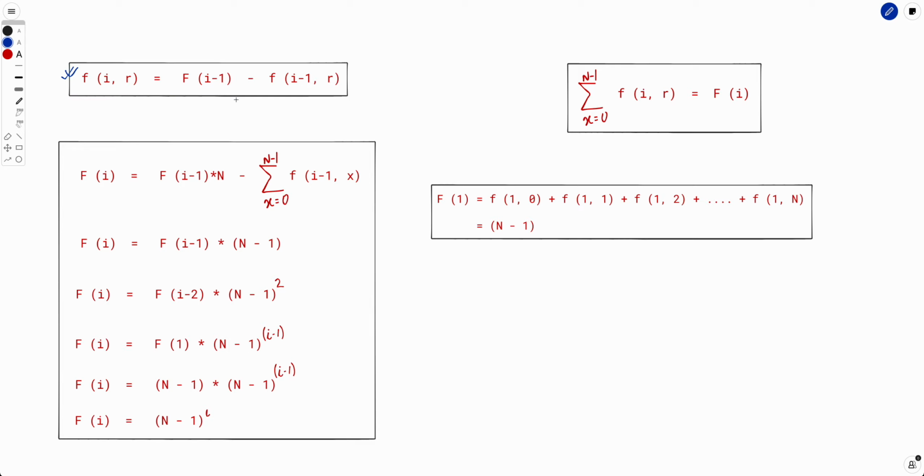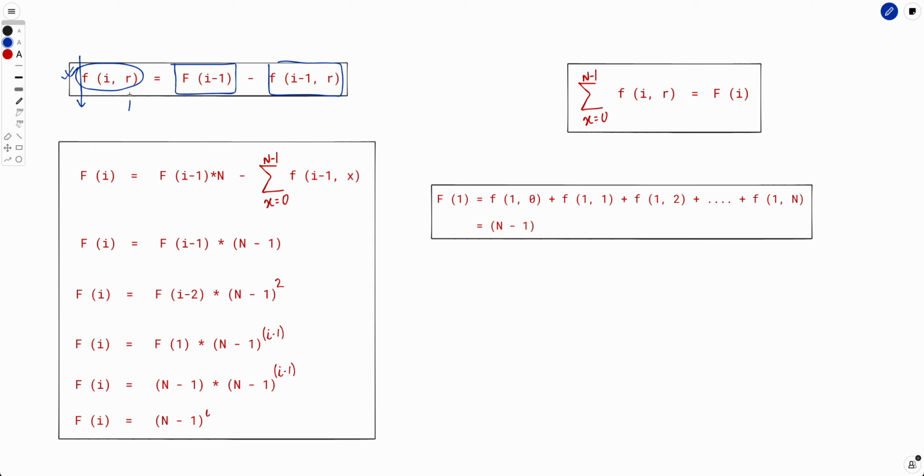So this is like basic 11th or 12th class mathematics. We will just sum this entire thing up from 0 to n minus 1. If you sum this f of i, r from 0 to n minus 1, what will you get? You will get F of i minus 1, n number of times, right? And you will get f of i minus 1 comma 0, f of i minus 1 comma 1, f of i minus 1 comma 2, all the way up to f of i minus 1 comma n minus 1, right? So this is what you will be getting if you sum all the values of f of i, r.